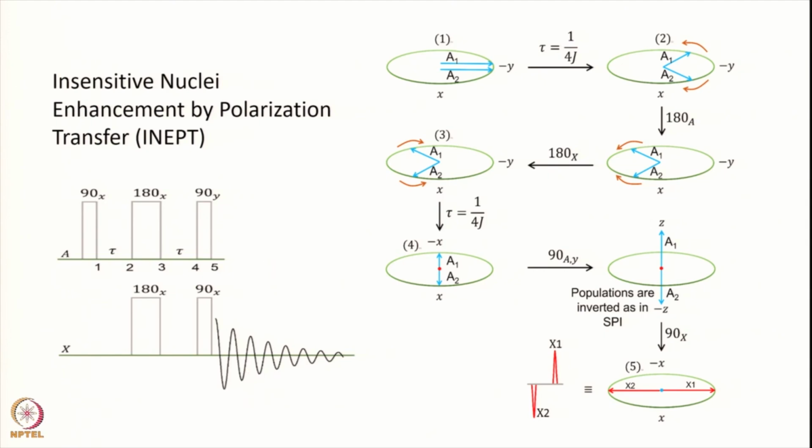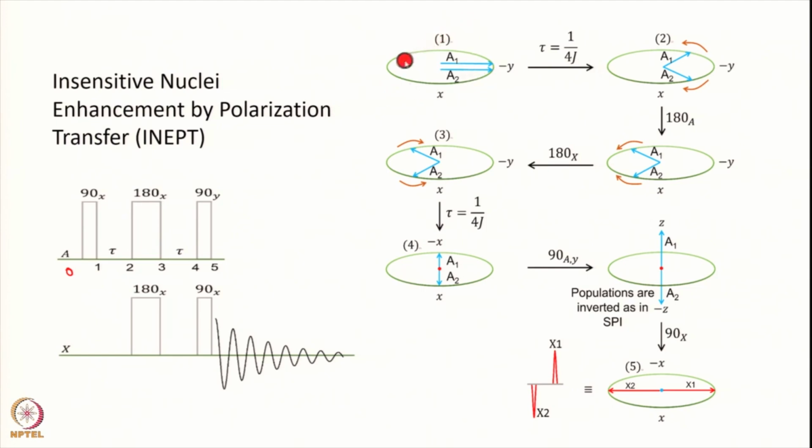Let us assume that we sit on the rotating frame of the A spin, and these are the time points indicated here: 1, 2, 3, 4, 5. Okay. So before this 90-degree pulse, what is the magnetization? The magnetization is along the z axis. If I call this time point 0, the magnetization here is along the z axis. Now when I apply a 90-degree pulse, the magnetization comes onto the minus y axis. Now notice I am applying a pulse only to the A spin. Therefore I need to consider only the A spin here.